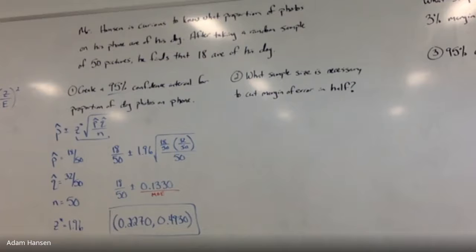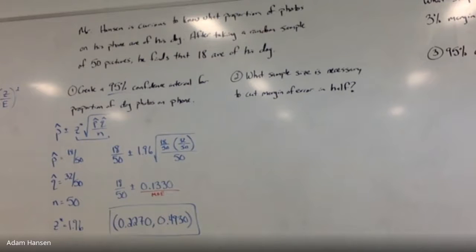Why more, Jack? Because if the sample size is bigger, that means that you're going to be more accurate. So margin of error goes down. As sample size goes up, margin of error goes down. If I take a look at more pictures, I have a more representative sample of the actual amount of photos on my phone.